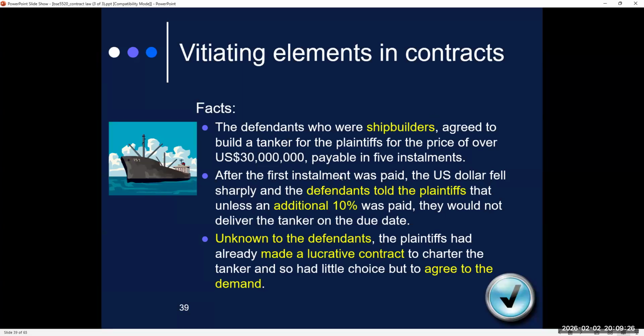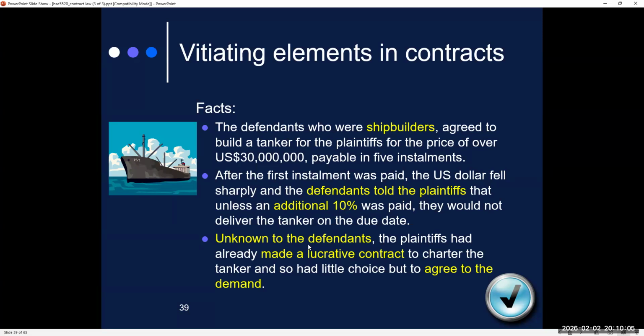All right, this is a shipbuilding case. The defendant shipbuilders agree to build a tanker like this one here for the price of, well, it's a big sum of money, right? 30 million US dollars, but paid in 5 installments, not in one go. After the first installment, D told P, the plaintiffs, that they wanted an additional 10%. So D asked for 10% more.